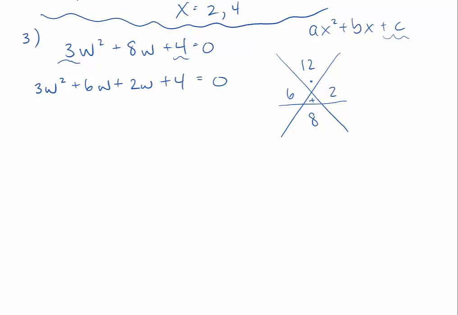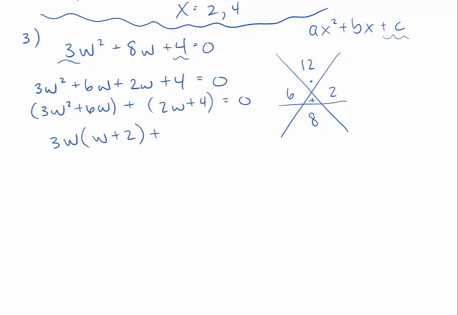I then group it, right? And so I say this is parentheses 3w squared plus 6w, plus, and then this is 2w plus 4 equals 0, and then I pull out the greatest common term. In the first term it's 3w. What I have left is w plus 2.